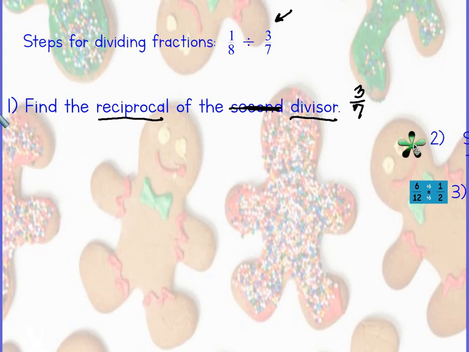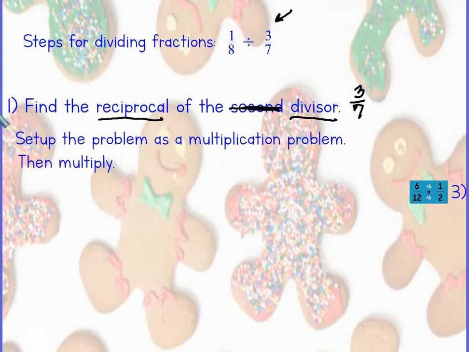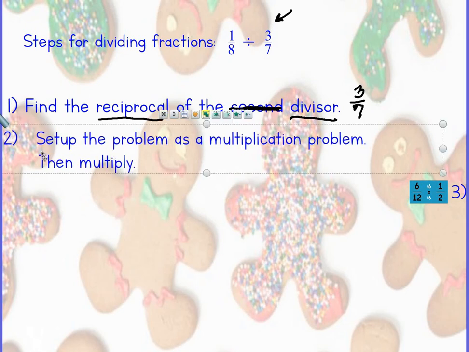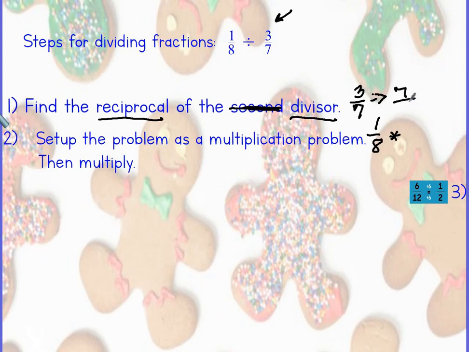Now I have my little symbol here that tells me that I'm going to get to multiply. So now I'm going to set up the problem as a multiplication problem. I'm going to use my original 1/8, and instead of division, I'm going to multiply. And instead of 3/7, whoops, I wanted to find the reciprocal of 3/7. That reciprocal is 7/3. How many of you caught that? I hope you're all raising your hands, especially since it'll look kind of silly with you raising your hand at home.